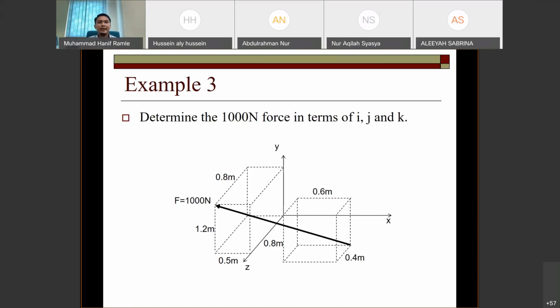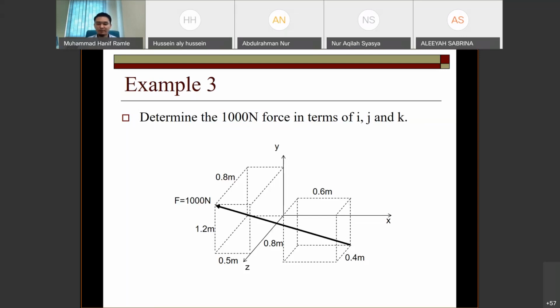Okay, any idea on how to find dx? Ini soalan senang ni. This is a very simple question. If you cannot answer this, you will be in trouble in the future. There is 0.6 in the plane. 0.6, and Z is 0.4 and the Y is 0.8.